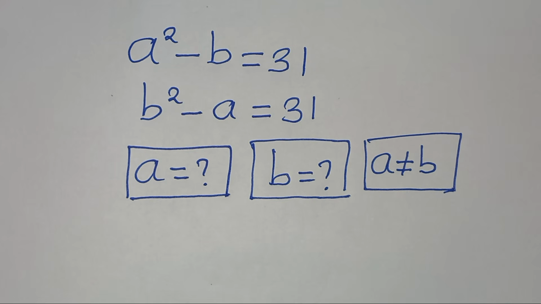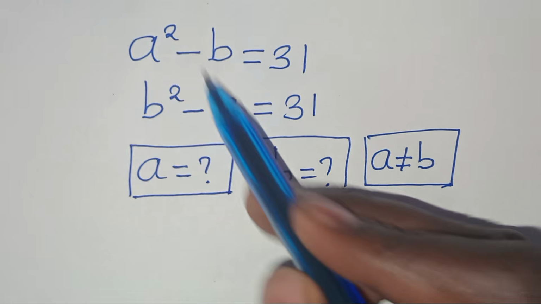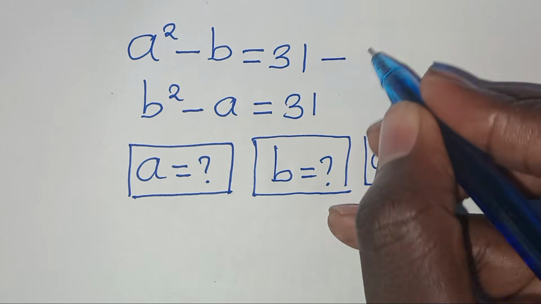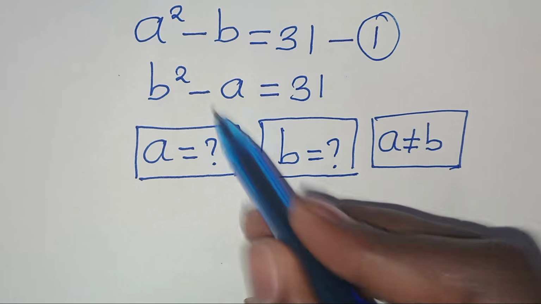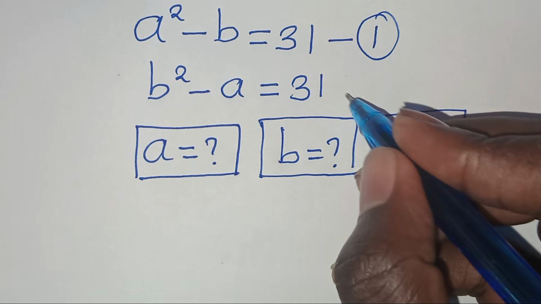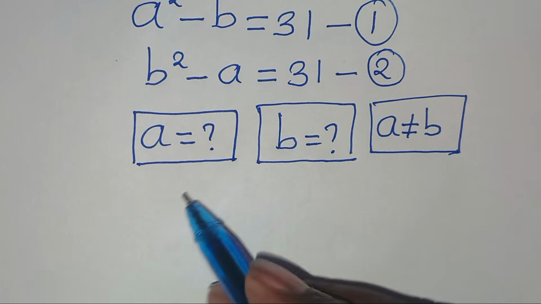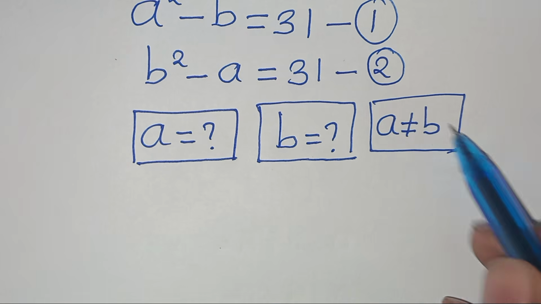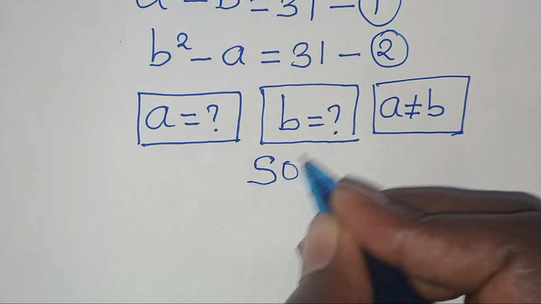Hello everyone, you're welcome to solve this nice algebra problem. a squared minus b is equal to 31. Let's call this equation 1. And we have that b squared minus a is equal to 31. Let's call this equation 2. So the question is, what is the value of a and what is the value of b, given that a is not equal to b? So let's provide a solution from here.